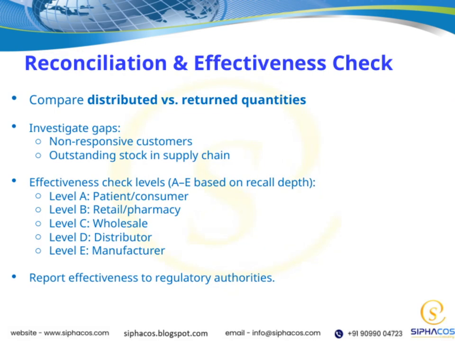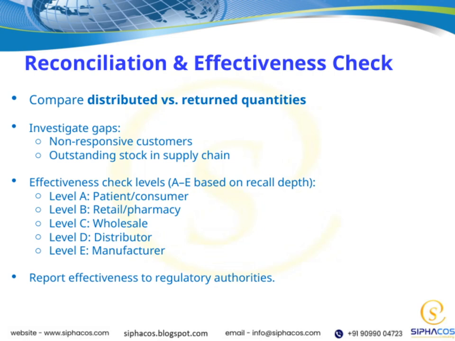Now, let's take a closer look at comparing distributed versus returned quantities. This step helps us identify where discrepancies might be occurring in the supply chain. We need to investigate potential gaps, such as non-responsive customers who may not be providing feedback or data, and outstanding stock that remains in the supply chain without being accounted for. To effectively evaluate our efforts, we use a system of levels, labeled A through E, which reflect the recall depth. Level A involves the patient or consumer, the end user of the product.